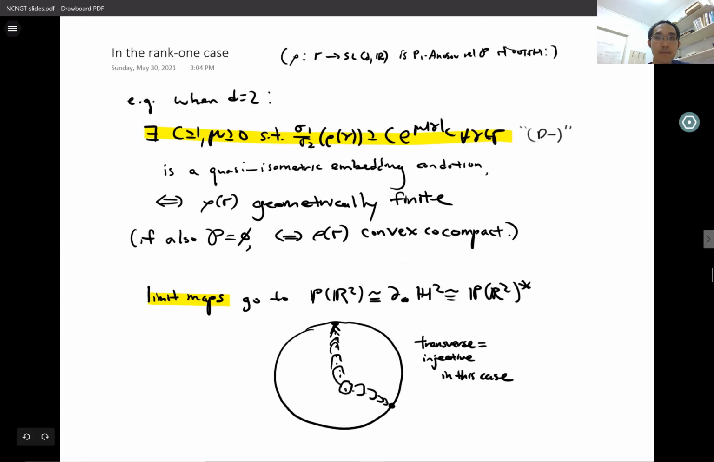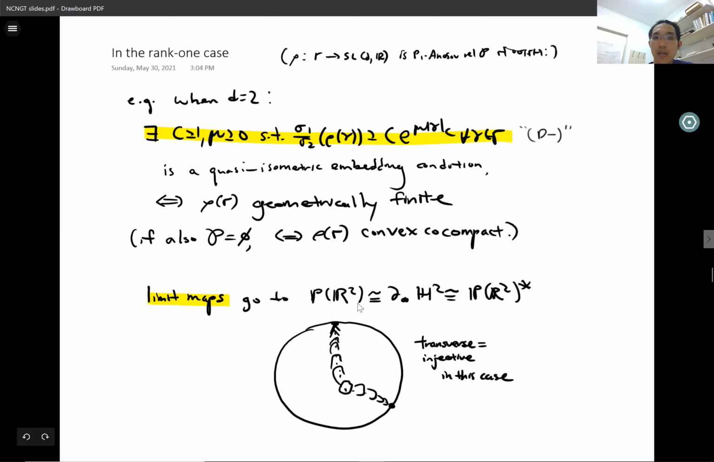And one can check that this is the same as requiring that the image subgroup is geometrically finite in SL2R. Or when there are no peripheral subgroups, the cusp space is the Cayley graph with the word metric, and then the D minus condition is equivalent to the image subgroup being convex cocompact. When d is bigger than 2, or in higher rank, this D minus condition is strictly stronger. So there are representations where the orbit maps give quasi-isometric embeddings, but which don't satisfy this D minus condition.